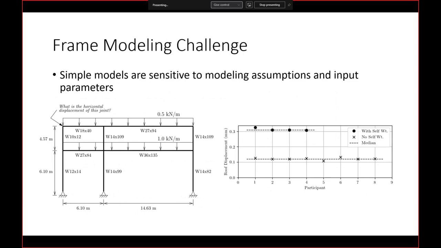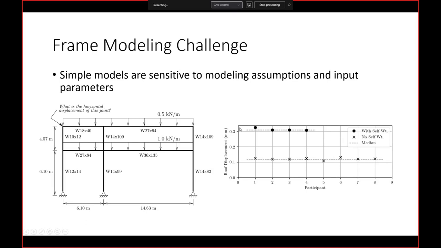Okay, so just to show you, for some very simple models, I've put some little challenges out there, like, here, I give you what's on the left, and then gather people's results using OpenSees or other software, the range of responses. So if all these shapes, these dimensions, steel, what's the horizontal displacement of this joint under this gravity loading? It's asymmetric, so you'll get a little bit of drift, with or without self weight.